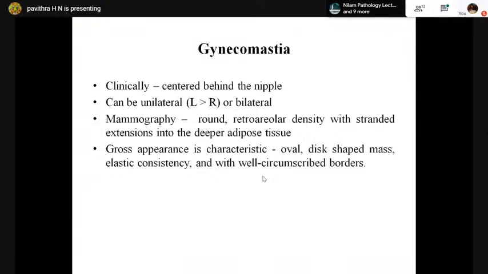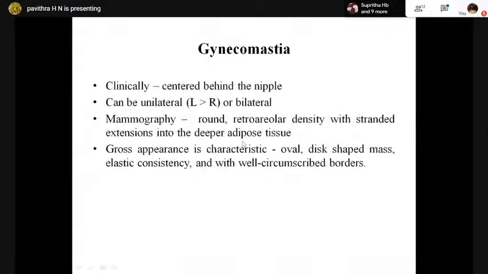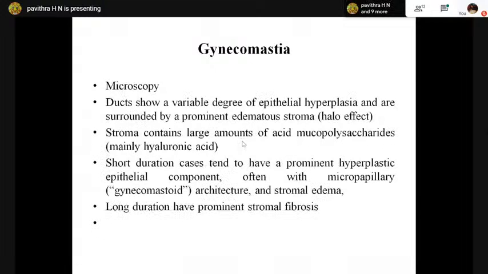Clinically, mostly these are seen behind the nipple. It can be either unilateral or bilateral. Left side is more common than right side in unilateral ones. On mammography, they are seen as a round retroareolar density with stranded extension into the deep adipose tissue. Grossly, they can appear as an oval, disc-shaped mass, elastic consistency, usually with well circumscribed borders.